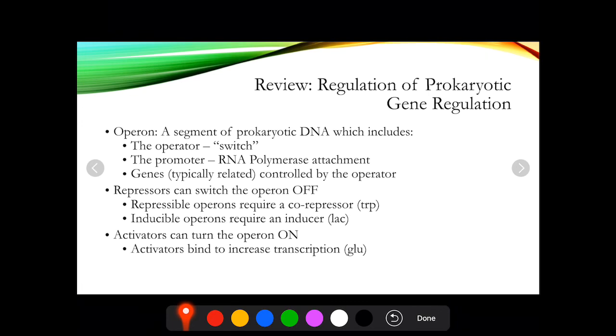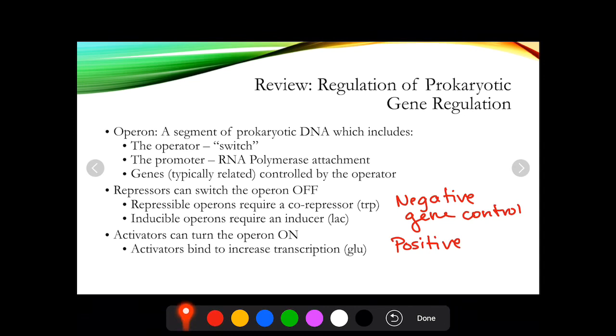All right. Review here. We can have two different ways of controlling operators. We can either use repressors or activators. When we talk about repressors, we're thinking about negative gene control. And when we talk about activators, we are talking about positive gene control. The repressor works to turn the operon off. Activators turn the operon on. So many double negatives, I apologize.